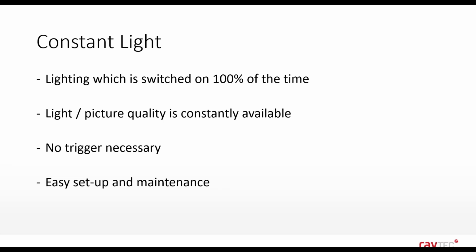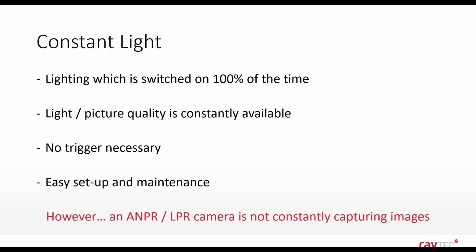But I think the key takeaway is that while constant light is switched on permanently, an ANPR camera is not constantly capturing images. ANPR, by its nature, tends to be event-based, i.e. when a vehicle passes a speed check camera or a car approaches a car park barrier. So they are all event-based. The camera is not constantly capturing images. And this leads us on quite nicely to talk about pulse lighting.